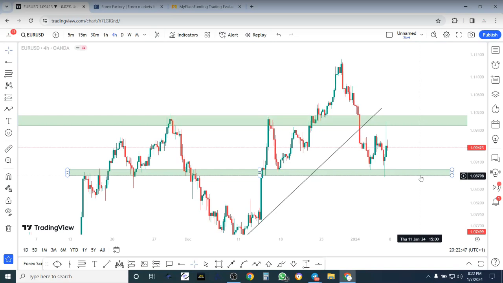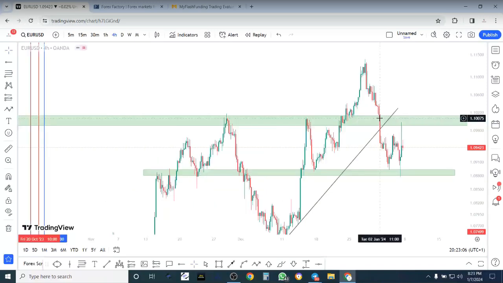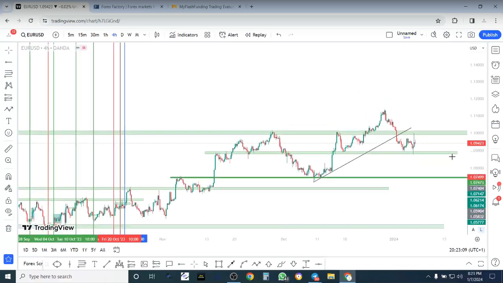But long term, let's say I want to swing EURUSD, then I would wait for price to take out this area here, which is for a buy scenario. I'll be waiting for price to take out 1.10126, all right, before I start looking for swing trades to the upside.